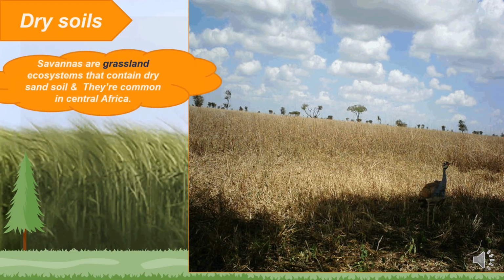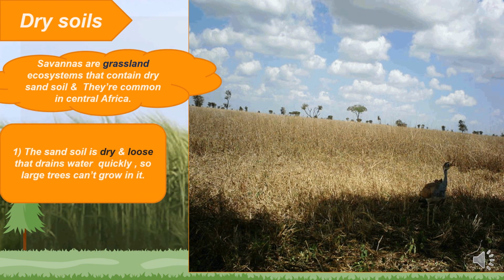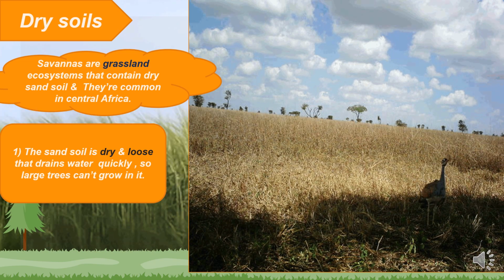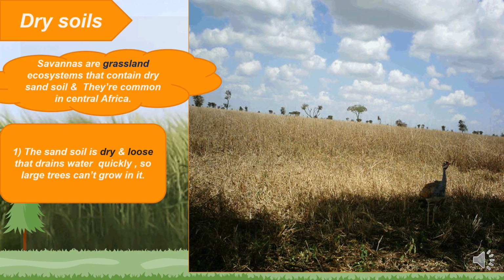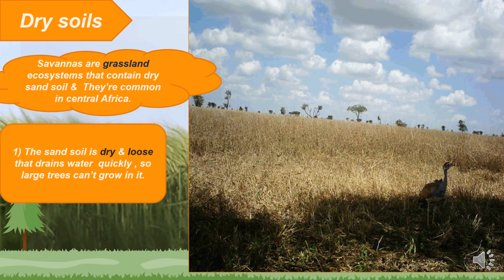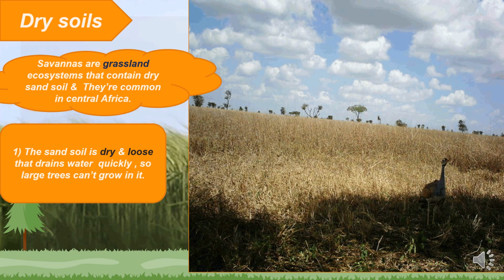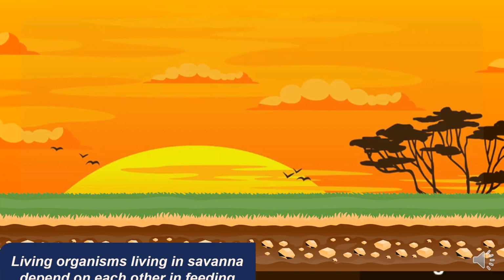The most common example of dry soil, primary six, is the savanna, which is a grassland ecosystem that contains such a dry sandy soil, and they are very common in Central Africa. As the sandy soil is very dry and loose, it drains water quickly, which means that it allows water to pass through it quickly, so large trees cannot grow in it.